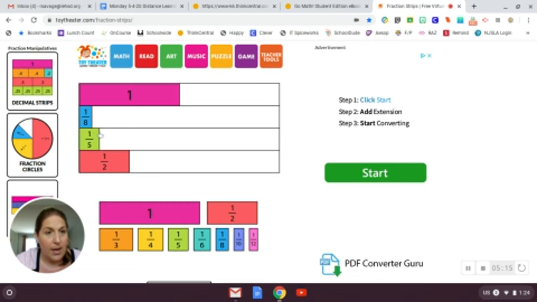When I'm up here with 1/8, that denominator 8 is bigger than 5 and 2, but the fractional part is actually smaller. 1/8 is smaller than 1/2, even though 8 is bigger than 2 and 8 is bigger than 5.